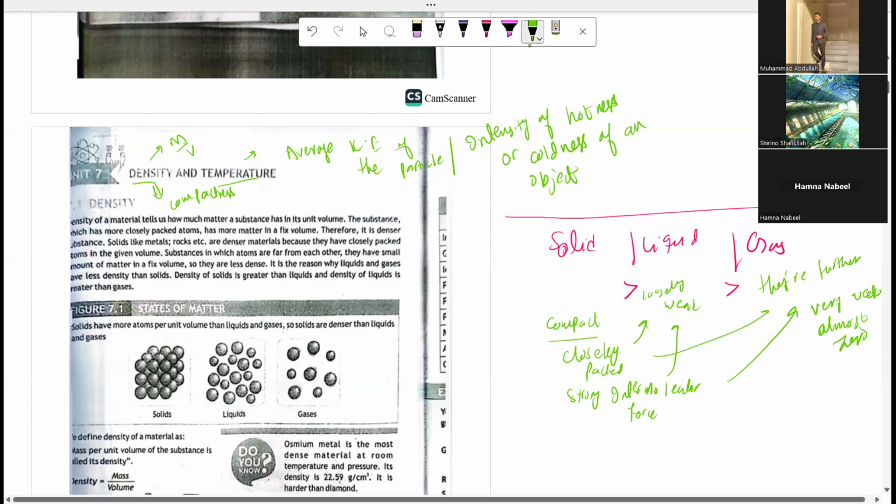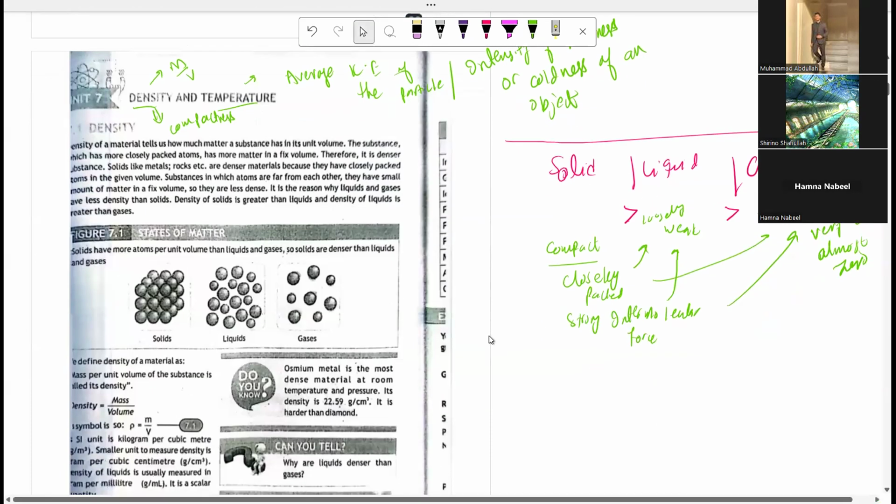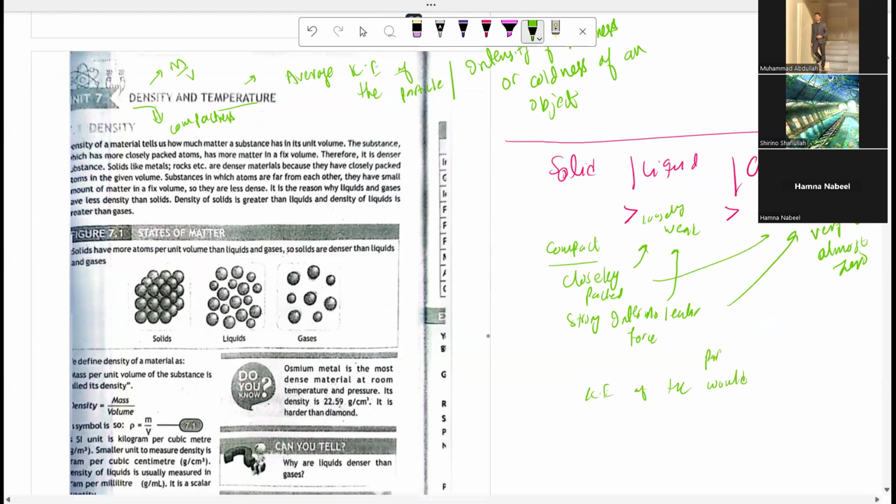Now, let's discuss density versus temperature. I have not entered into the chapter yet, this is a general discussion. We have discussed that the density of an object and its temperature have a very close relationship: whenever we increase the temperature of an object, clearly the kinetic energy of the particles would increase, and the object will start to become less dense.